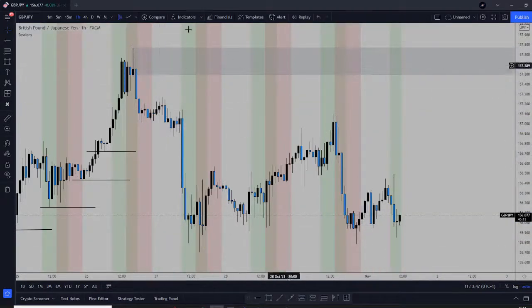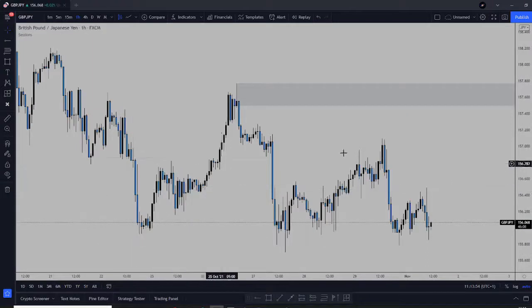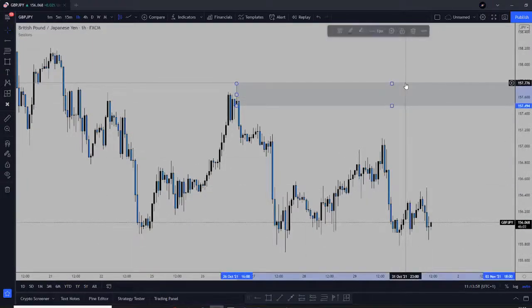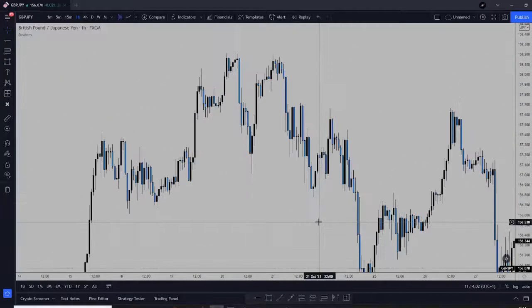Okay, obviously this zone right here on the top is still valid. Now it's just waiting time for price to come back to the zone, and if it comes back, then obviously it's a nice area to sell. So let us look for some buy opportunities.